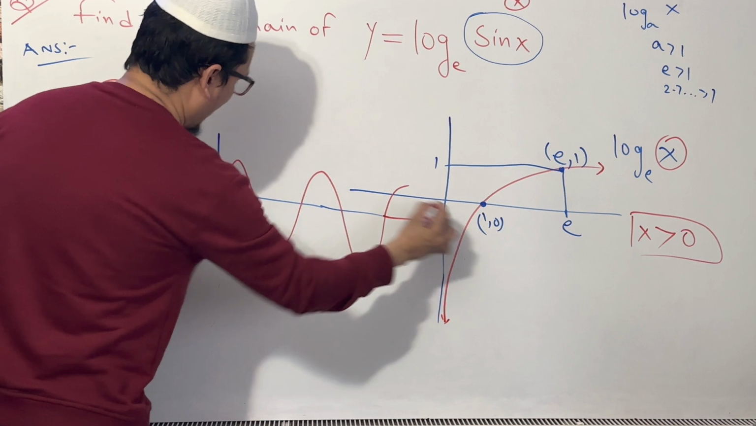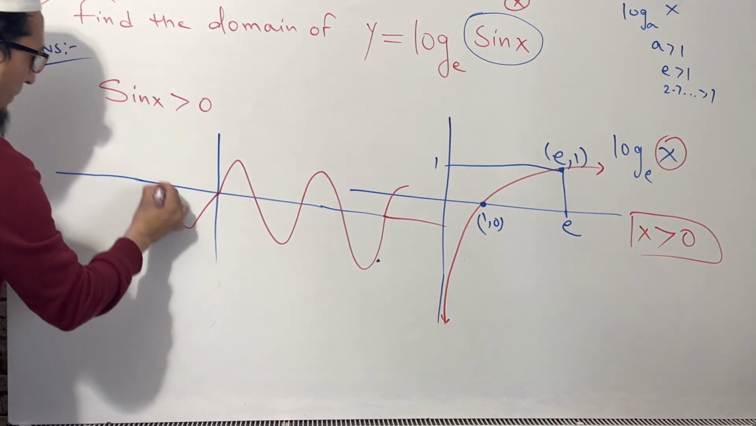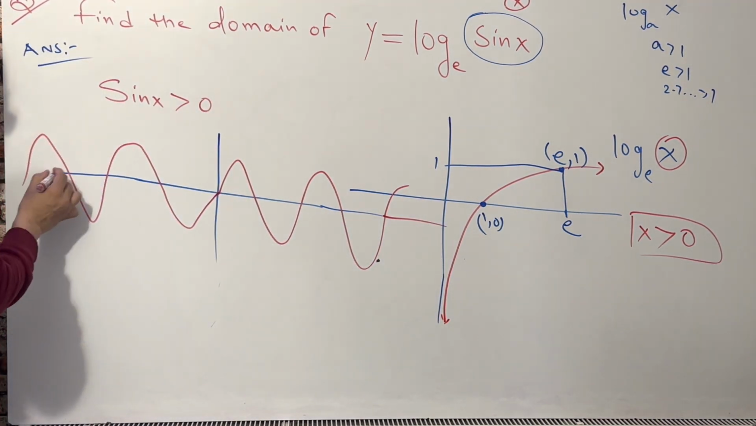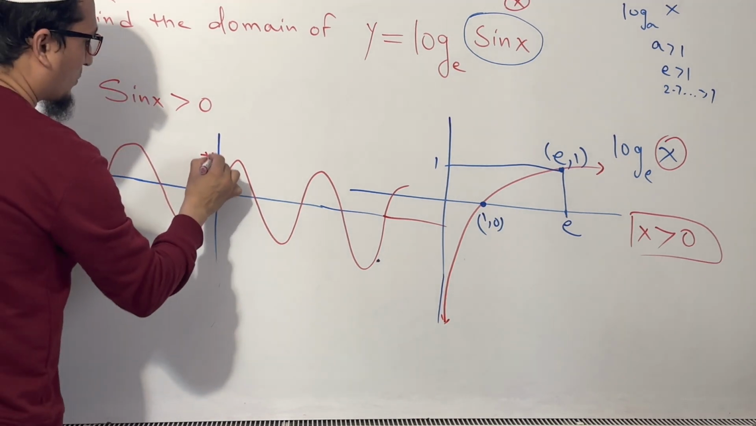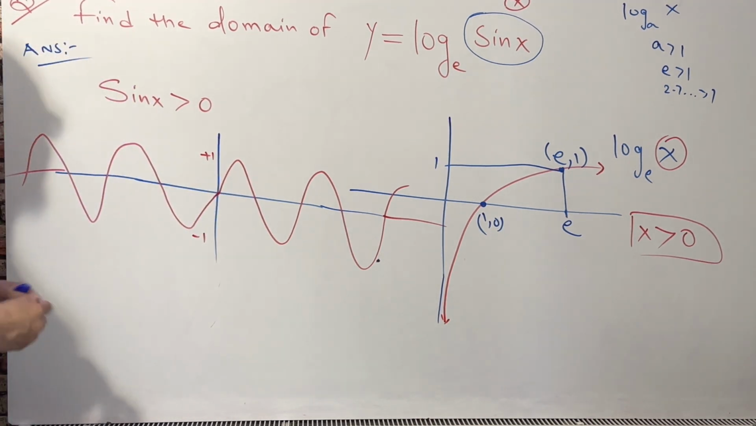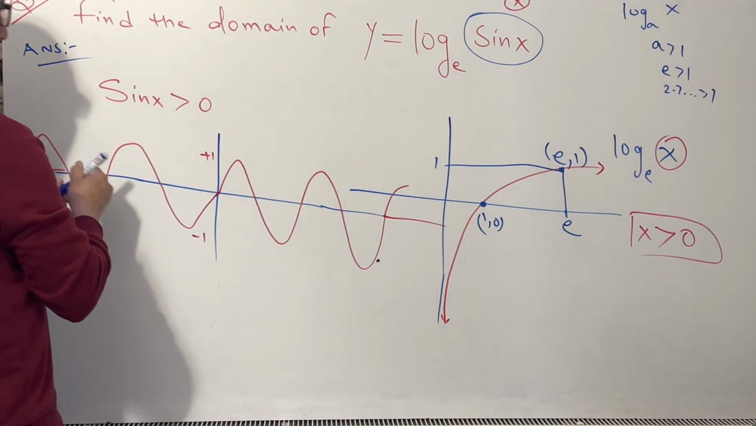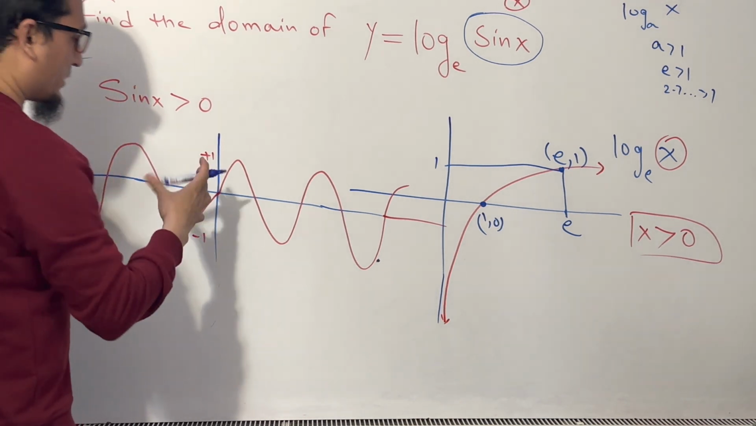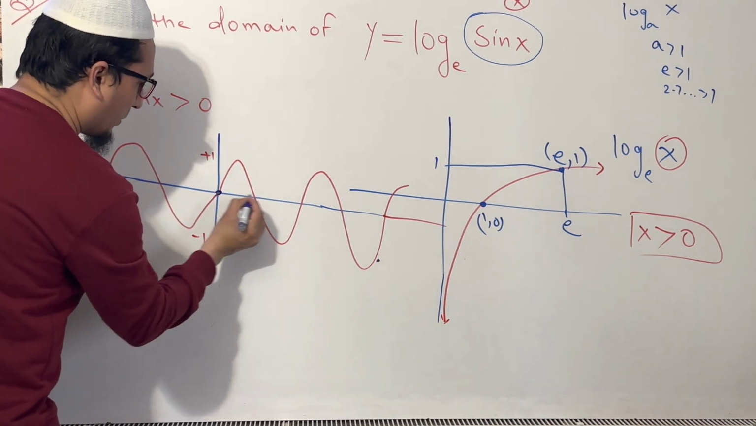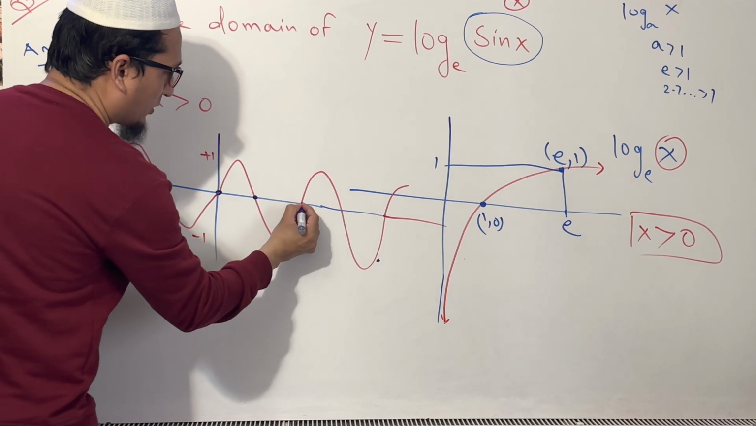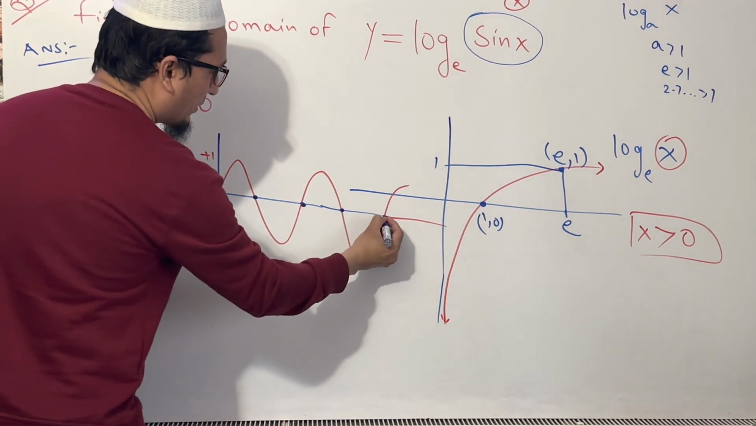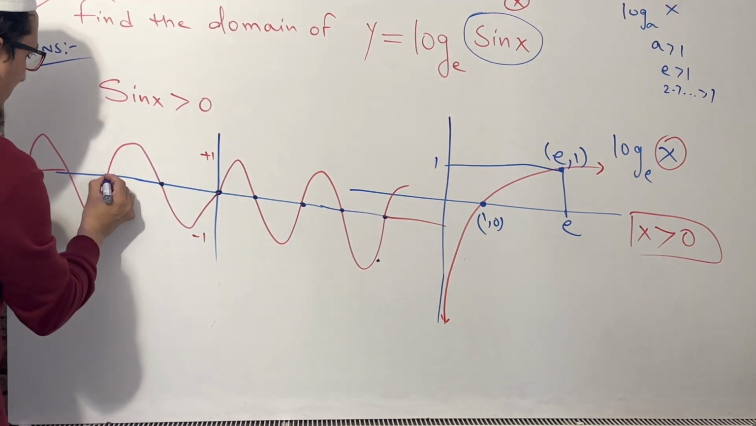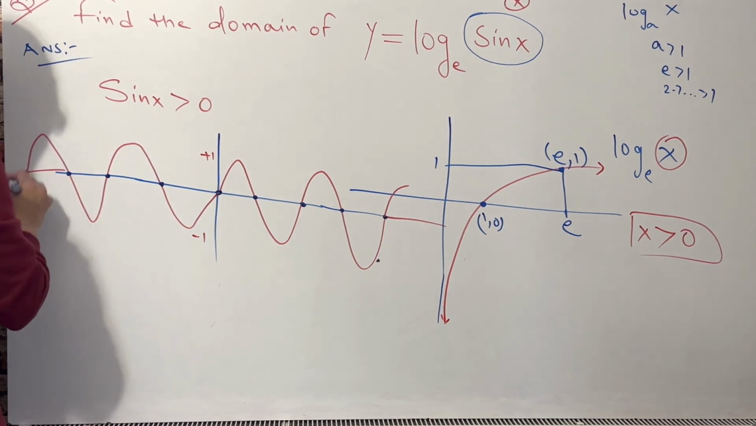Something like this one, and here also you can see, this is positive 1 and this is minus 1. Okay, so what value do I want? Where is sin positive? You must know here this is 0. At this point the sin is always 0, right? Can you see? At this point the sin is always 0.